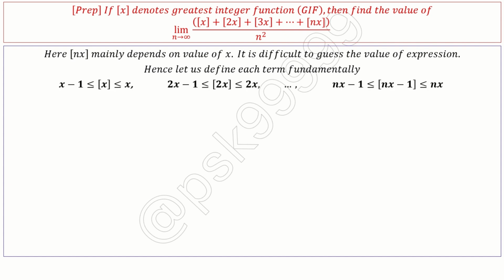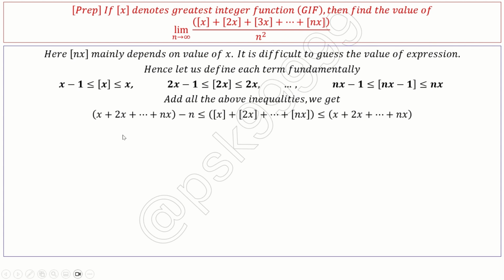So we know that GIF of x is between x minus 1 and x. GIF of 2x is between 2x minus 1 and 2x. Similarly, GIF of nx is between nx minus 1 and nx, correct? Now you add all these inequalities. What you will get is x plus 2x plus 3x up to nx minus n, because this minus 1 is n times, which is less than or equal to GIF of x plus GIF of 2x plus up to GIF of nx.